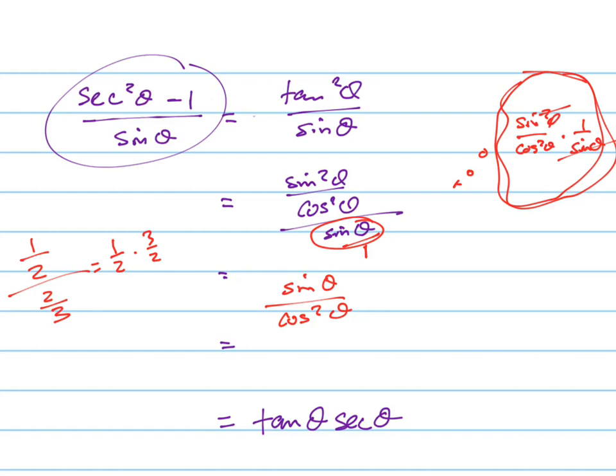Wait, but you canceled them out, so there's no sine at all. There is one sine because there were 2 up here. So I canceled one of the sines out. Now, this equals sine over cosine times 1 over cosine, because there are 2 cosines. I'm just separating them out, which equals tangent theta secant theta.